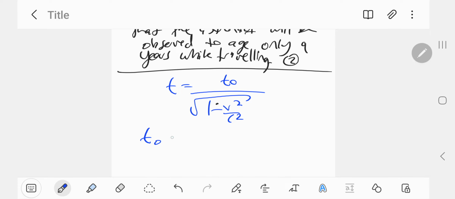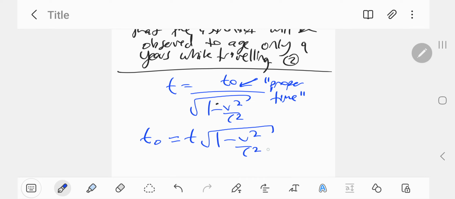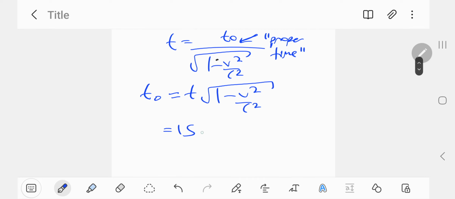We need to work out T sub naught, because in the astronaut's reference frame, T sub naught is the proper time, the time measured by the guy in the spaceship. According to him, he's stationary, everyone else is moving. So in the astronaut's frame of reference, T sub naught is T times the square root of 1 minus v squared over c squared. Now T is 15, 15 years measured by the guys on Earth. We need to show that he's aging by 9 years, in other words, he experiences 9 years of travel as opposed to 15. Times square root of 1 minus 0.8 squared, and you'll get 9 years.